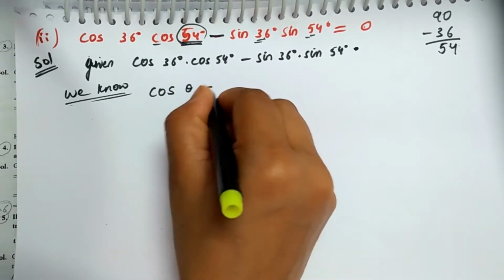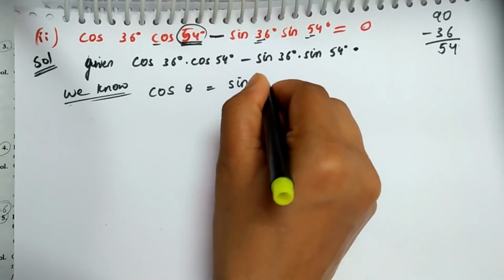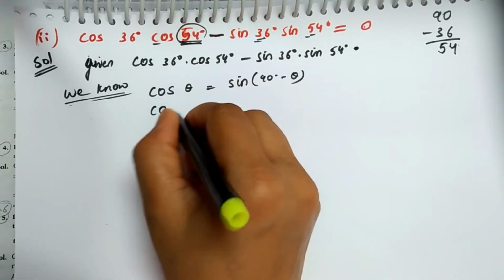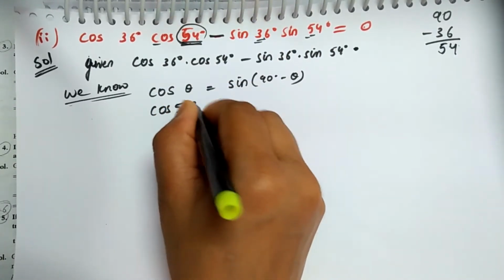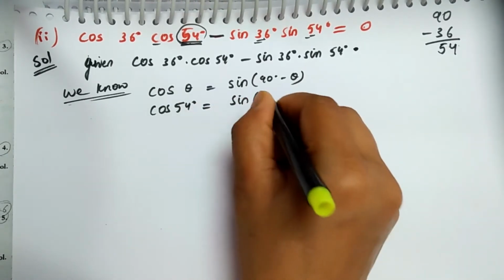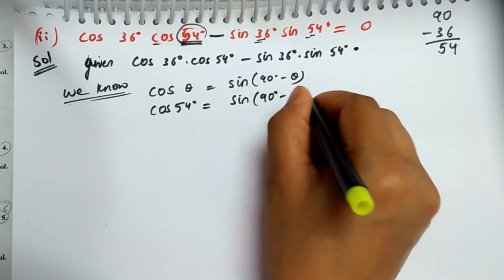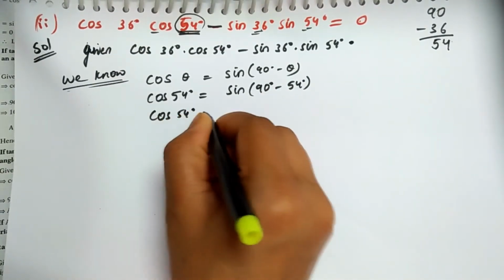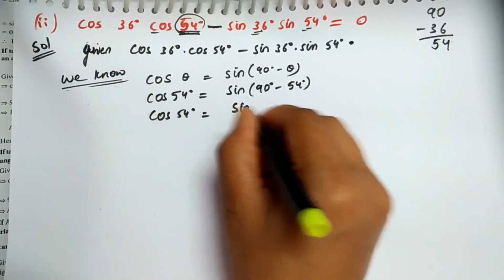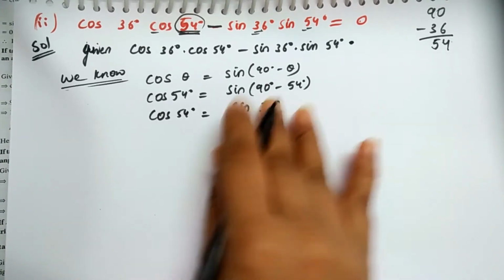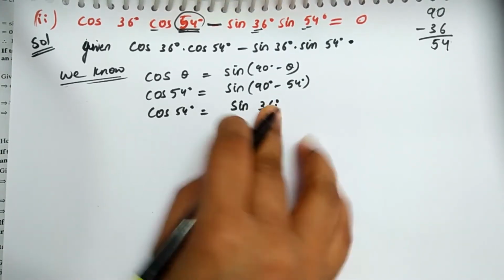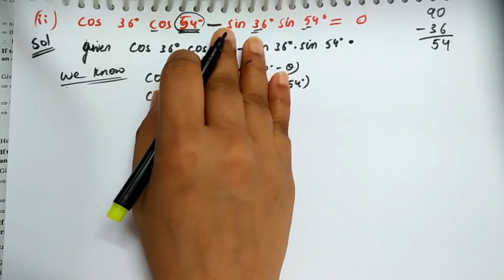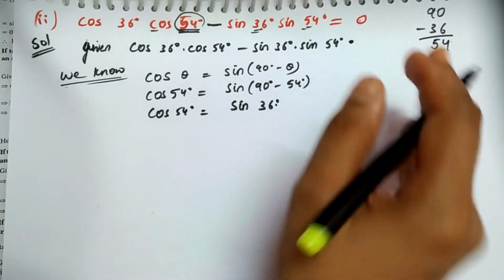Cos theta is nothing but sine 90 degrees minus theta. In our case, cos 54 degrees is equal to sine 90 degrees minus 54 degrees, right? So cos 54 degrees is equal to sine 36 degrees. Now we'll try to substitute here, but you see it's not division or multiplication, so that will be just doing and just cancelling.